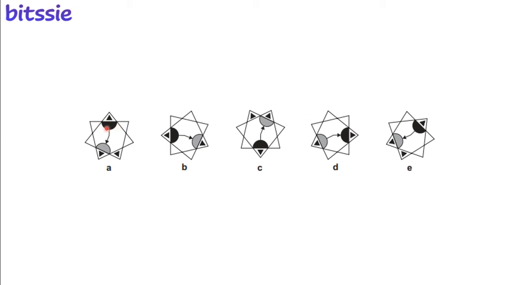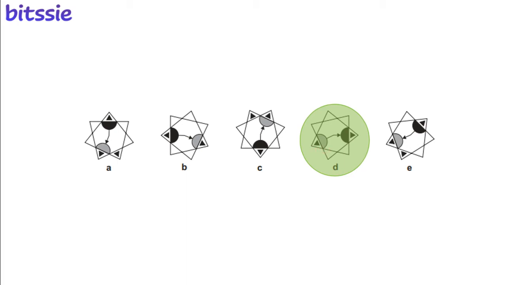Finally, let's look at the insides of the stars with the semicircles and arrows. First, we have an arrow pointing from the black semicircle to the grey semicircle. Next, we have an arrow pointing from the black semicircle to the grey semicircle again. In C, we have an arrow pointing from the black to the grey. However, in D, we have an arrow pointing from grey to black. Finally, in E, we have an arrow pointing from black to grey. Therefore, the odd one out is D, because it's the only shape where the arrow points from grey to black.